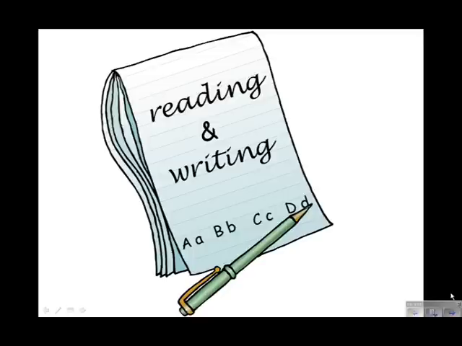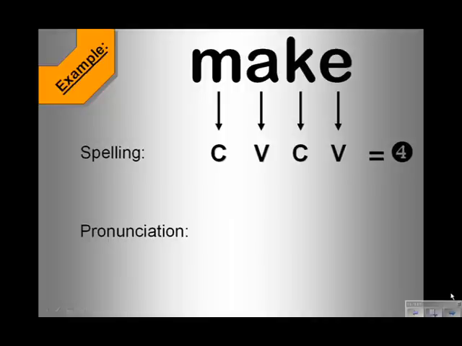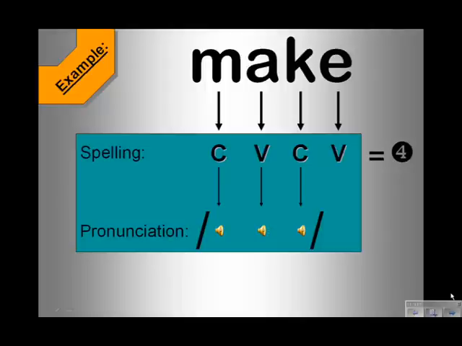A word may have a certain number of letters in the spelling and a different number of sounds when we say it. For example, the word make, we've got M a consonant, A a vowel, K a consonant and E a vowel. That makes a total of 4 letters. When we say the word make, we get 3 sounds. Make. 3 sounds, 4 letters.